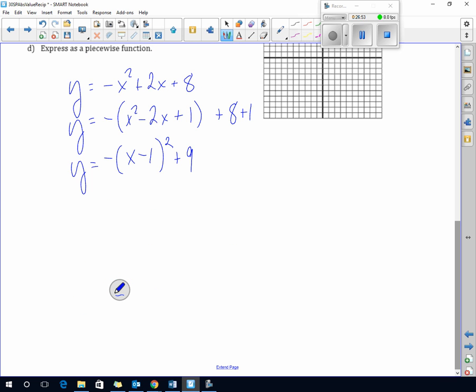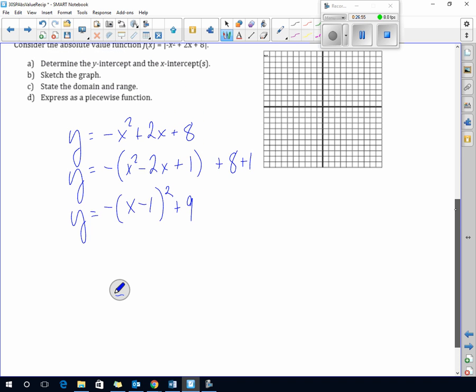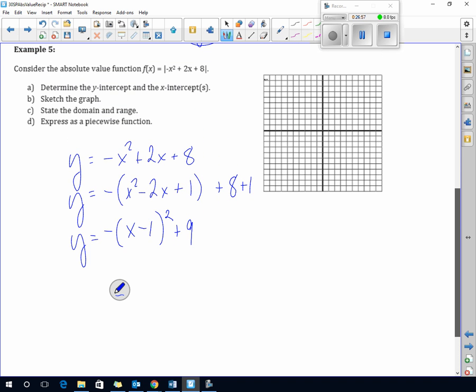Who can tell me what happened to my basic parabola? It got shifted. Right 1, up 9, and it's now upside down. Okay, so let's graph this. Right 1, up 9: 1, 2, 3, 4, 5, 6, 7, 8, 9. So it's the second highest there. And now it's upside down.